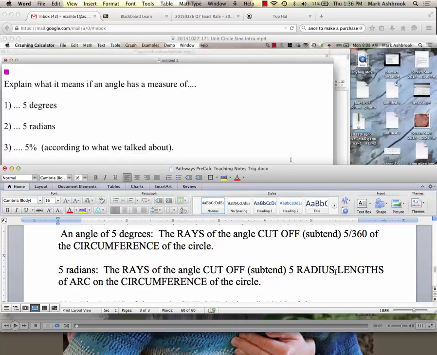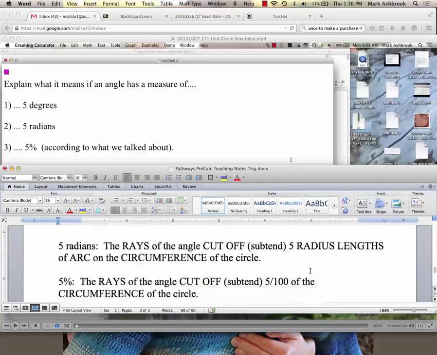And then how is 5% different? So we still got the rays cutting off. Now what do they cut off? 5% of what? The circumference. Or you could say 5/100ths, or you could say 5%. If you said 5%, that's fine. So now 5% would be the rays cut off, 5/100ths of the circumference.